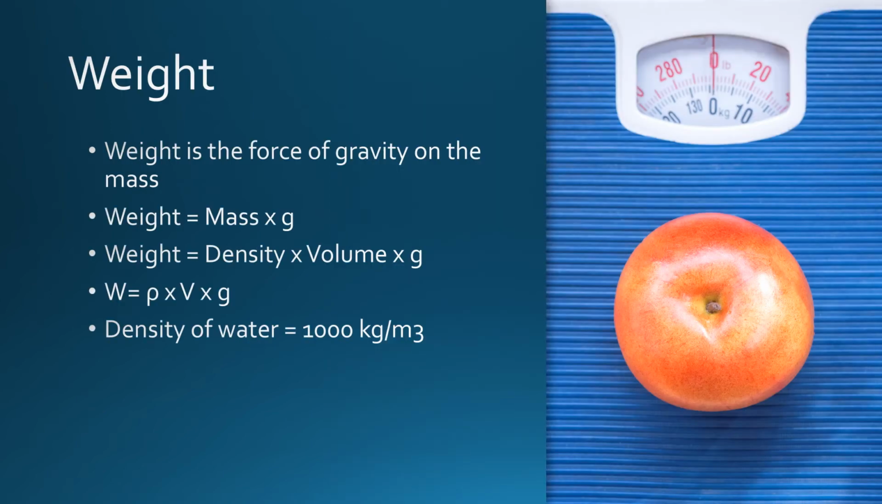What is weight? Weight is the force of gravity on mass. As we know, gravitational pull is different on different planets or within a planet at different locations. So it is different at sea level and at the top of Mount Everest. The weight of the same substance varies at different locations.